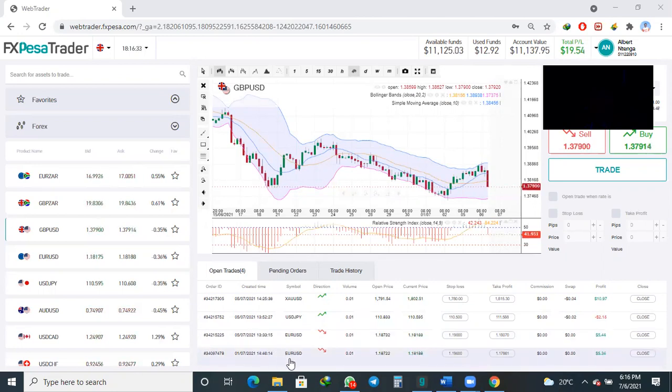So you can see the first trade, that's the gold and the US dollar. I've placed a buy order. The second trade, that's dollar Japanese yen, I've placed a buy order. The third and the fourth trade are the euro dollar, and I've placed a sell order on both. So the direction is, in this case, the green arrow facing upwards. That's a buy, and the one facing downwards is a sell.